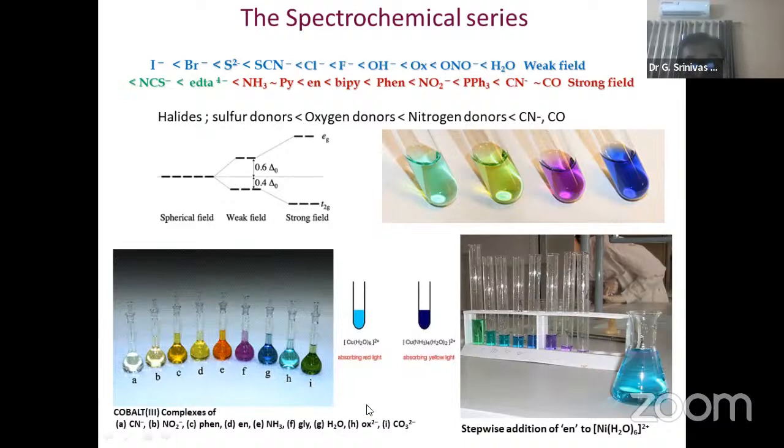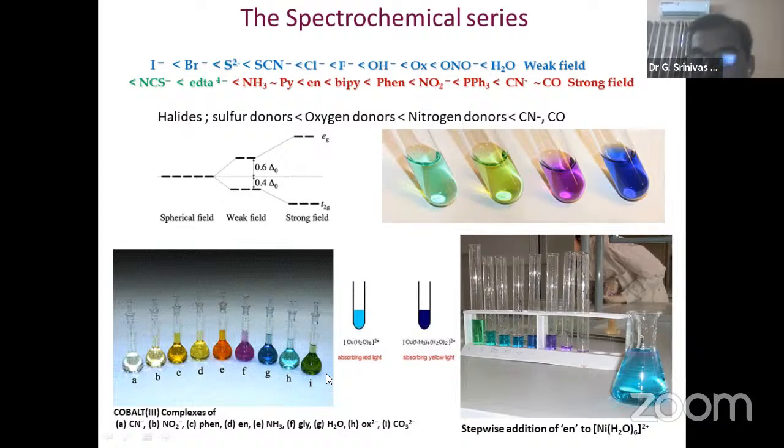And what happens here? Here glycine is there, F glycine, purple or violet color is there, and G H2O, water, is blue in color, and oxalate is there, light blue color, and carbonate is somewhat green in color. So they are forming different colors.